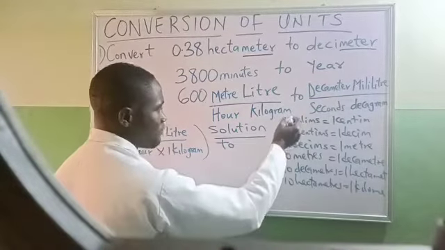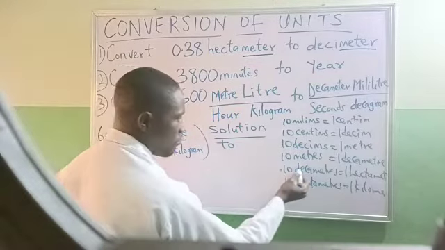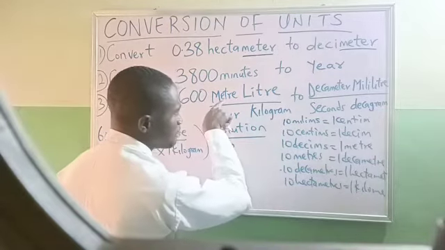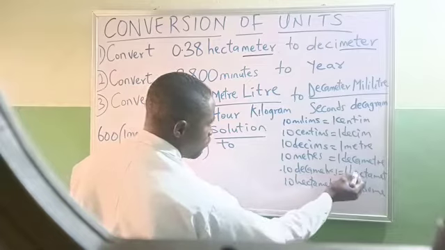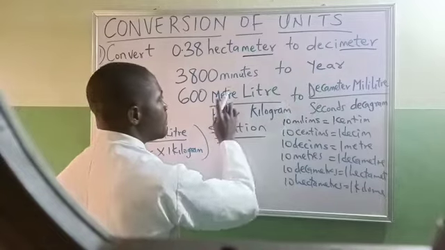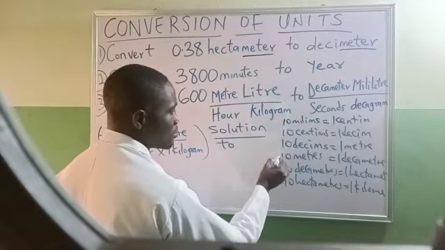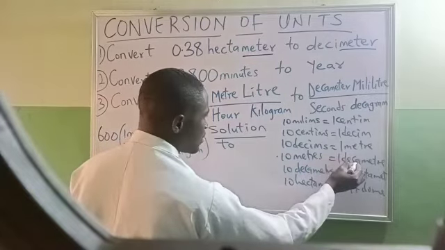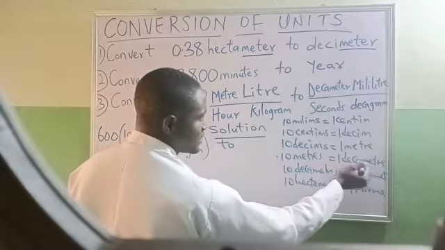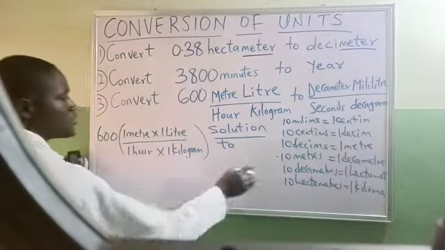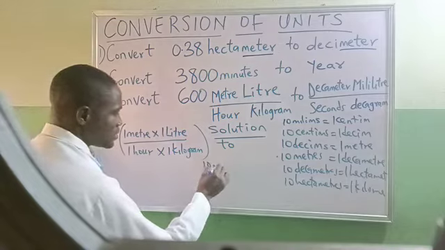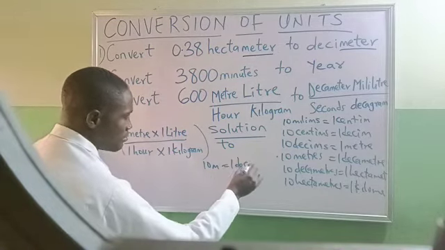I will look for decameter. Look at my decameter. I will move horizontally, then move down. Can I see meter? No. It means I have to look for meter first. I will get meter, move horizontally, then move down. So decameter, we could get it here. Now I will say 10 meters equal to 1 decameter. Look at it, 10 meters equal to 1 decameter.